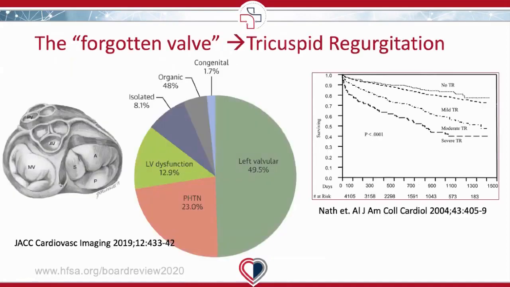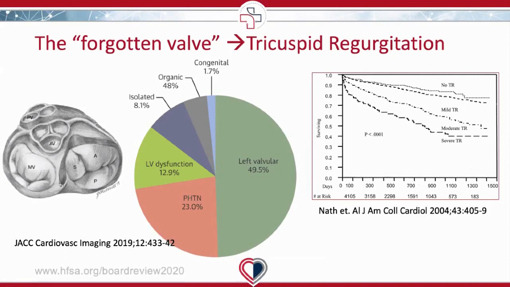I'd like to finish up here with the forgotten valve, the tricuspid valve. There are lots of clinical trials going on in this space, and it's super exciting. But for your boards, the thing to really focus on is that functional tricuspid regurgitation accounts for 80% of cases. And that's secondary in nature, really related to tricuspid annular dilatation and leaflet tethering in the setting of RV remodeling due to pressure and volume overload.